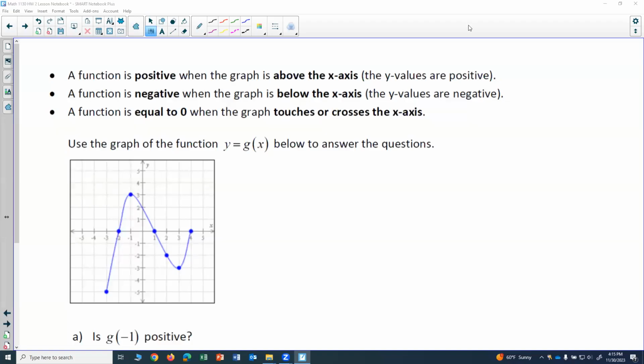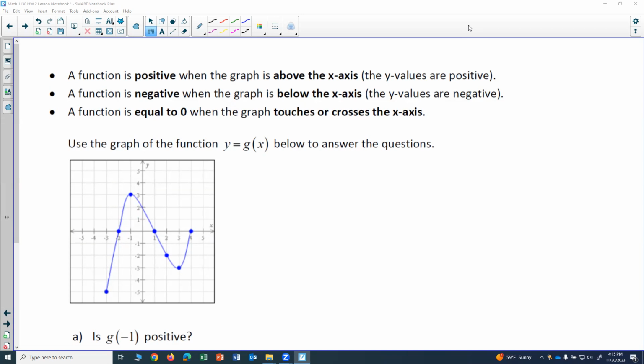This video continues the exploration of features of graphs. And in this video, we'll focus on how do you tell when a function is positive, negative, or zero. So here are our definitions.